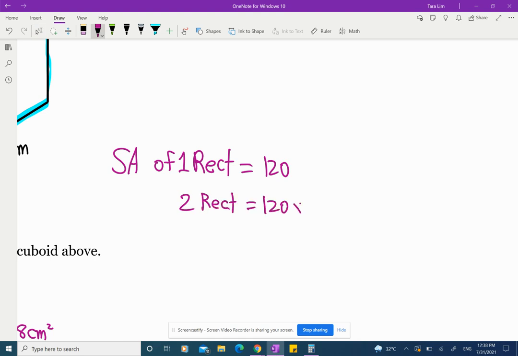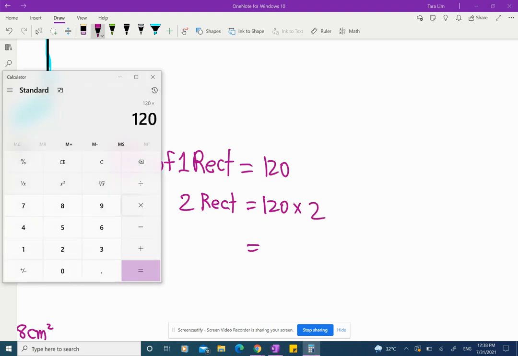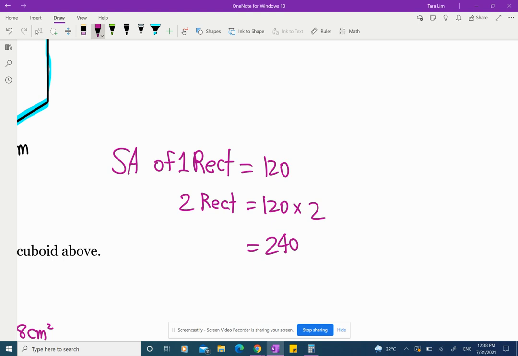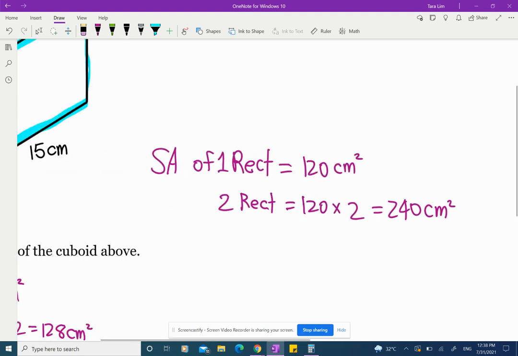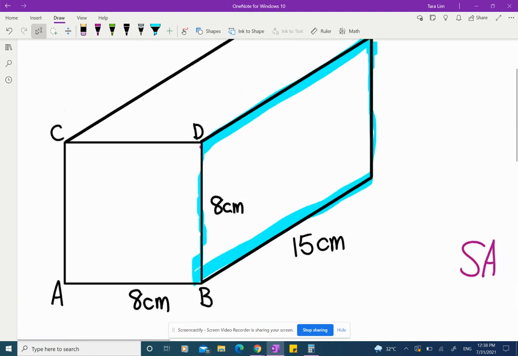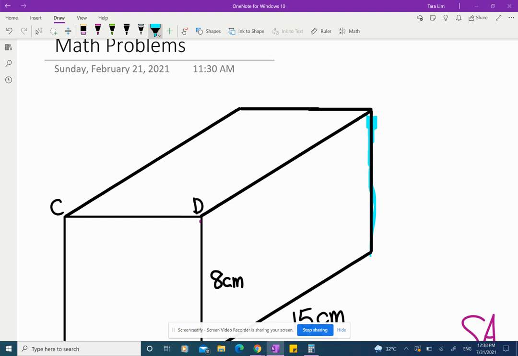Then I do 120 times 2, which gives us 240. So I'll write it here. So 240 cm squared, because we're calculating surface area, so we must use cm squared. Now, we finished calculating this here, and this here. Now we're left with this square. No, this is a rectangle. We're left with this rectangle over here.